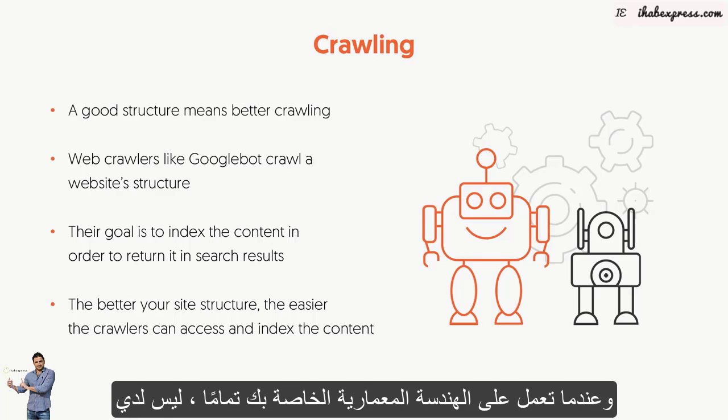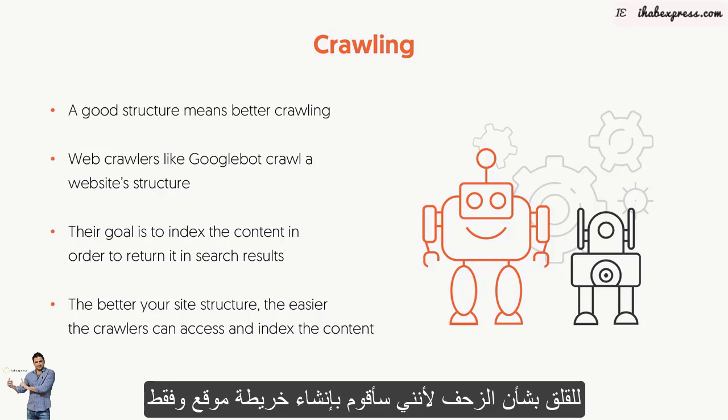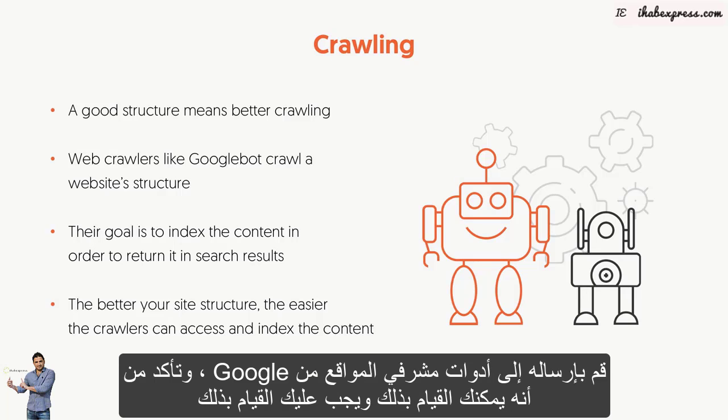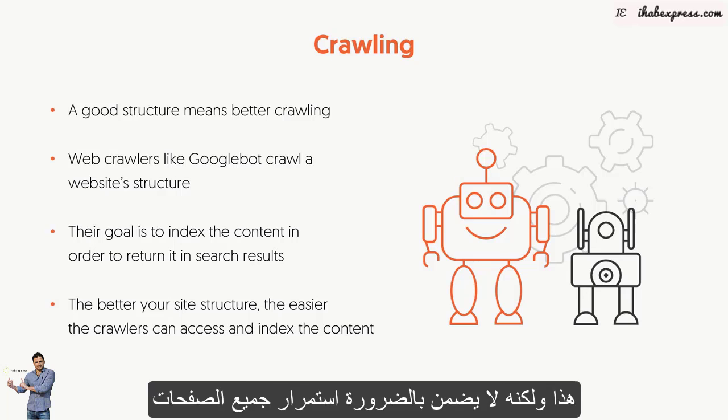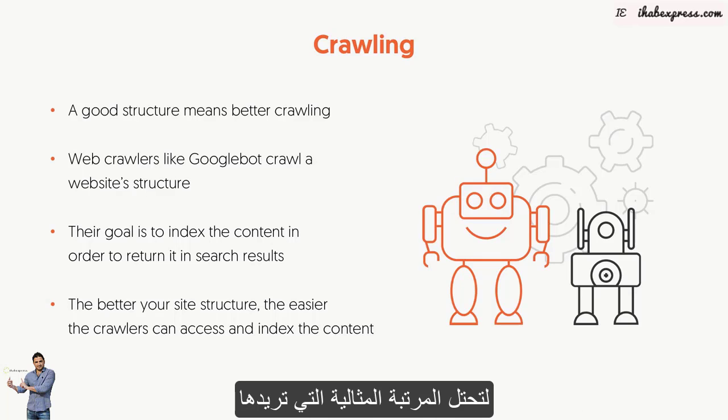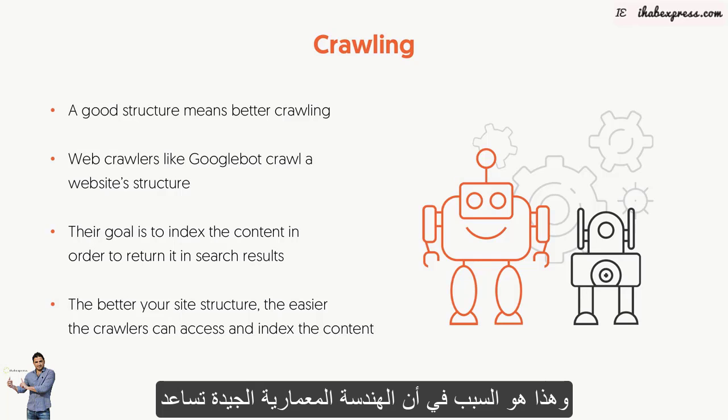And when you're working on your architecture, you might say, I don't have to worry about crawling because I'm going to create a sitemap and just submit it to Google Webmaster Tools. Sure, you can do that, and you should do that, but it doesn't necessarily guarantee that all the pages are going to rank in the ideal position that you want them to. That's why a good architecture helps, because it improves crawling, which improves your ranking as well.